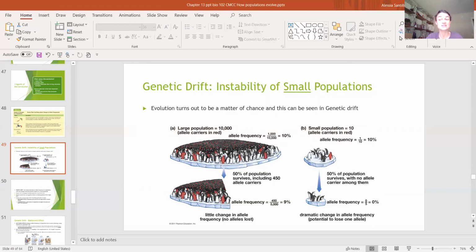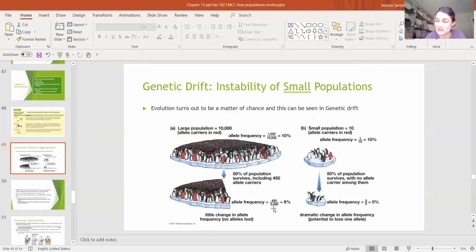So now what happens if there's an earthquake? If there's an earthquake, the ice breaks, the ground opens up, and a bunch of penguins just fall in. That's basically genetic drift, that chance event. In a large population, this isn't going to cause that many issues because there are enough red alleles to go around, even if the majority of them go away. So 50% of the population survives, and 450 out of the 1,000 carriers of the red allele die. If that's the case, we're still okay.